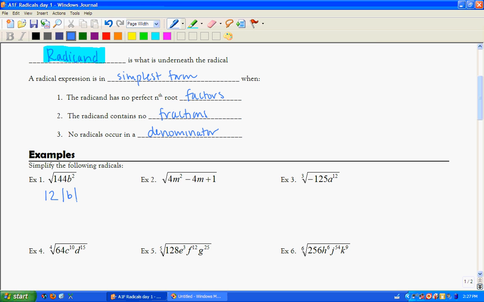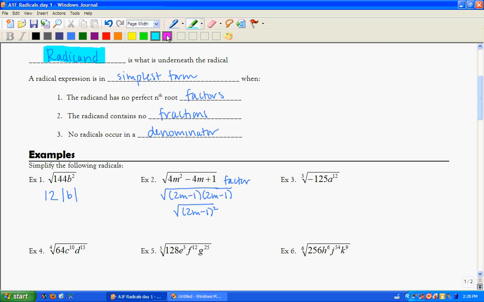For example 2, because these are separated by a minus sign and a plus sign, we are not able to remove the 4's or the 1, or the m squared for that matter. So what we have to do is factor this first. So hopefully you recognize from the other day that this is a perfect square trinomial, and it factors into 2m minus 1 times 2m minus 1. So we can rewrite that as 2m minus 1 squared.